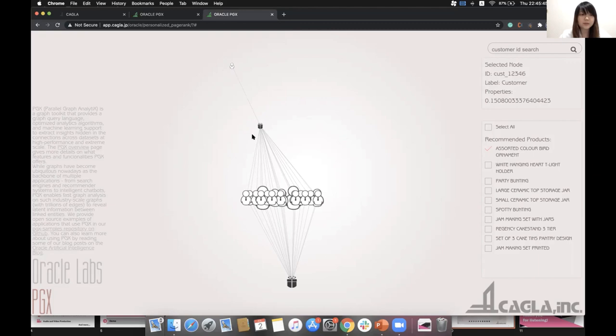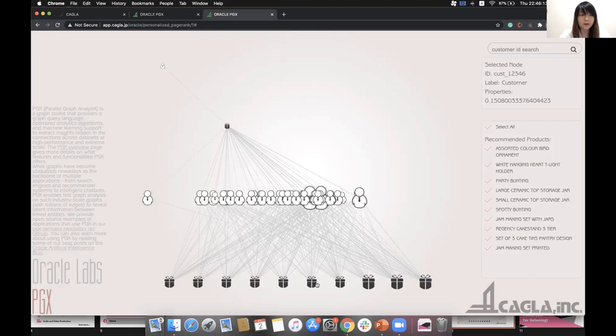The second layer represents the products that the focus customer had bought. The third layer is customers that have bought the same product as the focus customer. And also in the third layer, the size of the customer icon is determined by the page rank value. The final layer is the recommended products bought by other customers that will be recommended to the focus customer. Let us select all the results once again. As you can see, the size of the icon is increasing from left to right according to the page rank value.